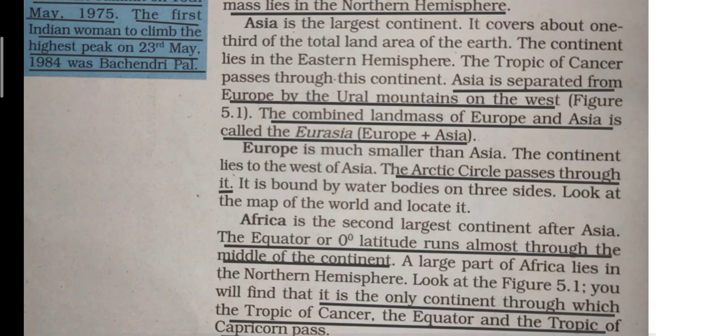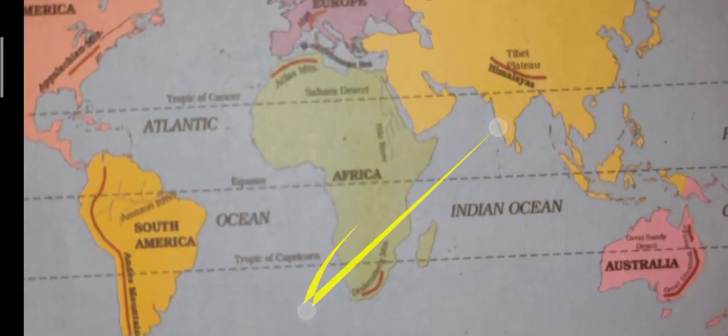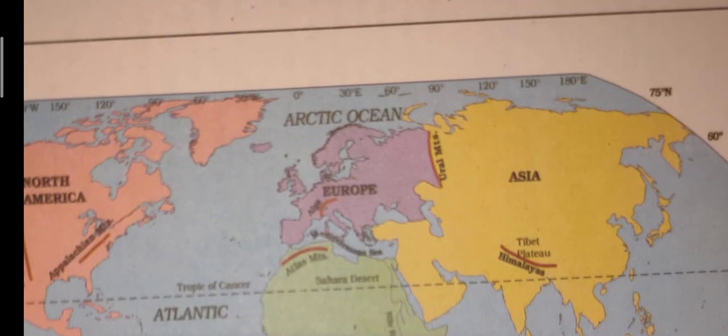So children, this purple colored landmass is Europe. So Europe is a very small continent when compared to Asia in terms of size. So Europe is a small continent, and Europe is towards the west of Asia. So Europe is on the western side of Asia.